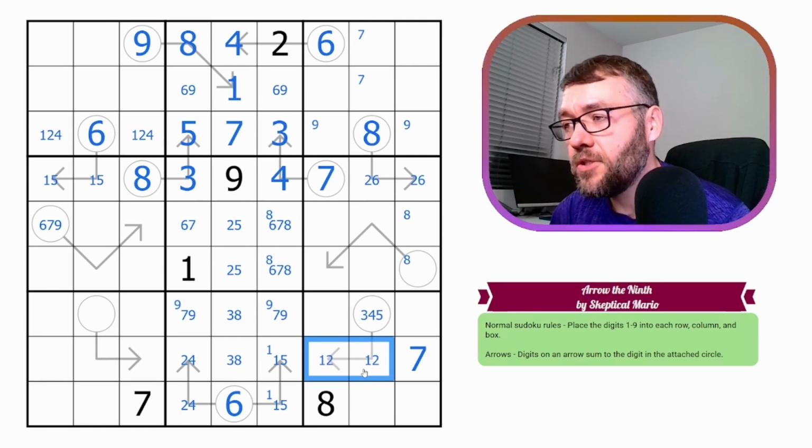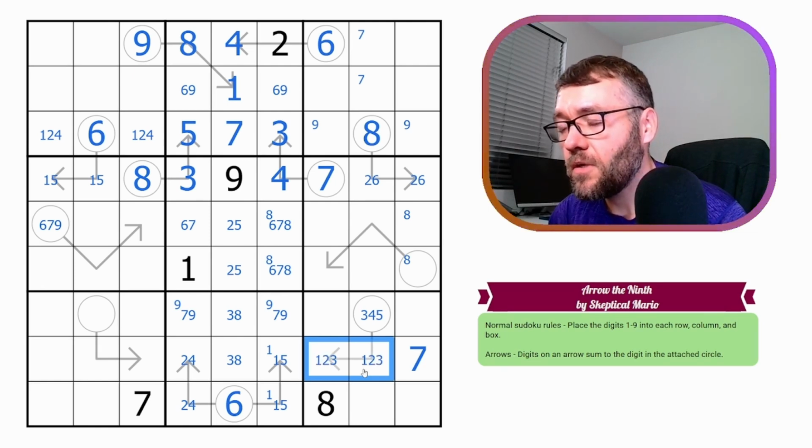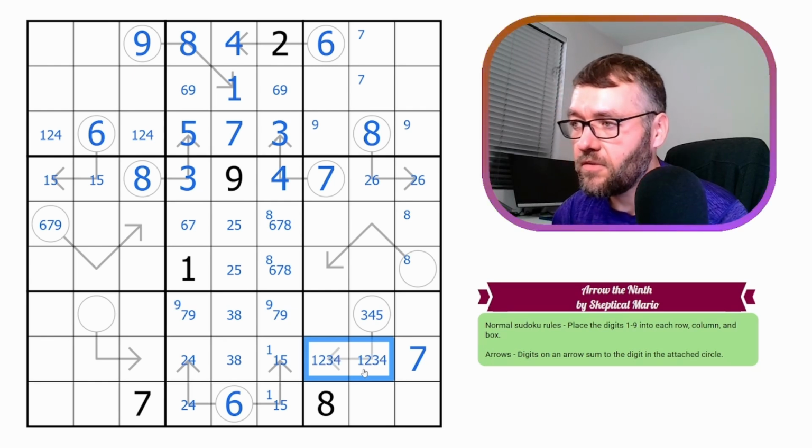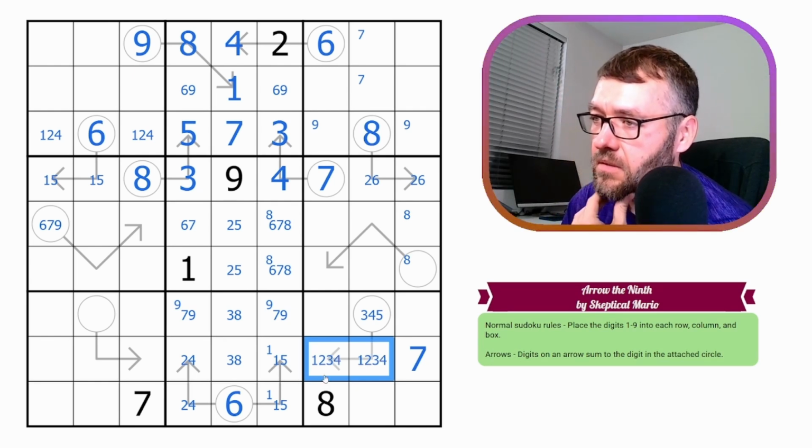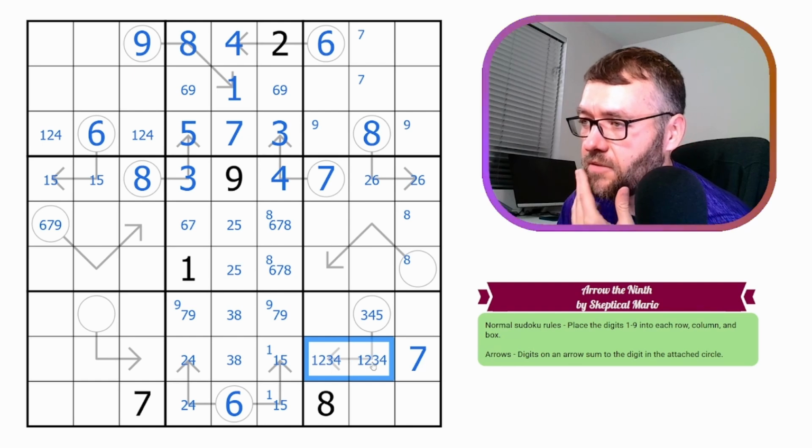So we're looking at 1, 2 for the 3, 1, 3 for the 4, or 2, 3 for the 5, or 1, 4 for the 5. Okay. So yeah, that's a fairly small number.